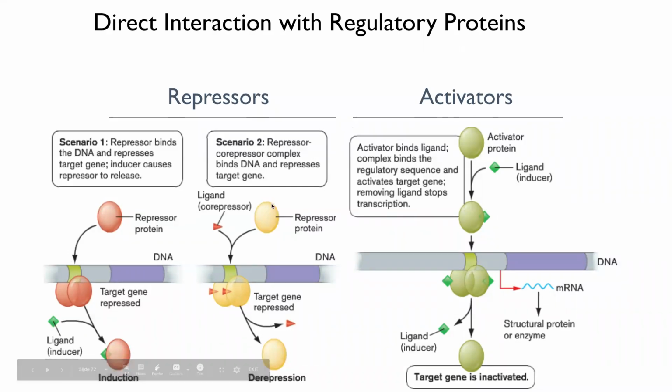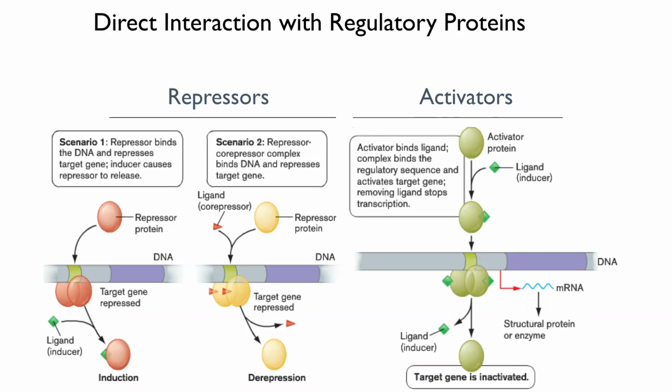Now, scenario two for repressor, we have a repressor corepressor complex. The activator itself binds to the ligand, which is an inducer, and this complex binds to the regulatory sequence and activates the target gene, thus transcription happens. If you remove that ligand, you stop transcription.